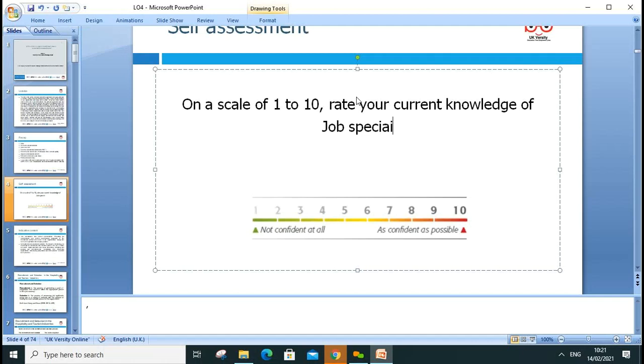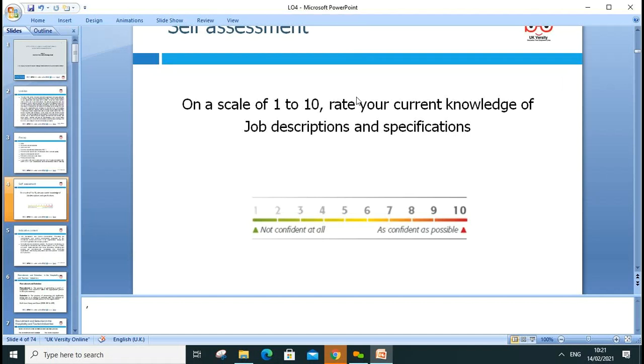So we'll start today's lesson. Think about your current knowledge about job specification, job descriptions and specifications, which we need in today's lesson. Please spend a few minutes and think about, on a scale of 1 to 10, what your current knowledge is. Just pause this video, think about it and write it down.